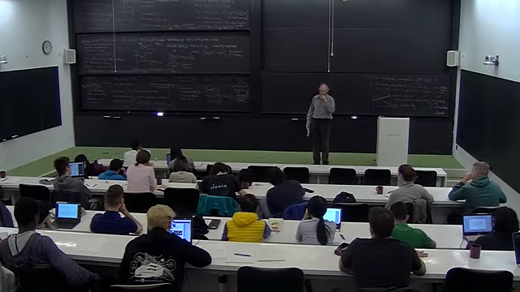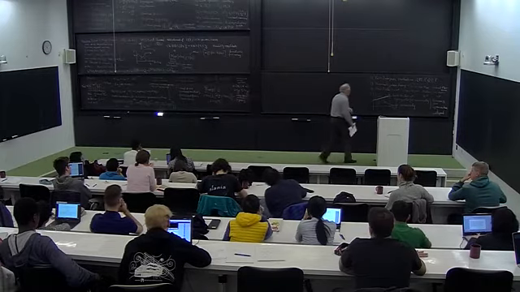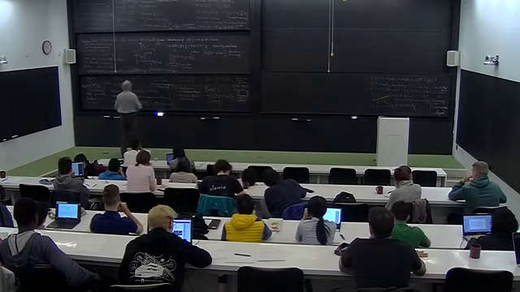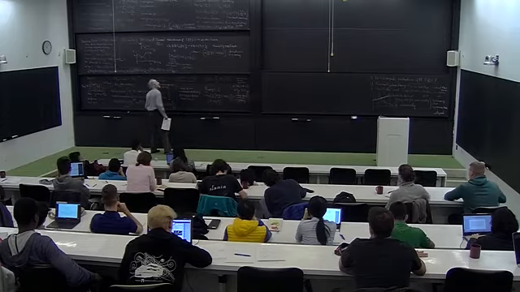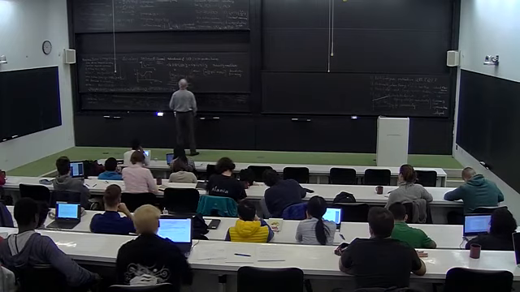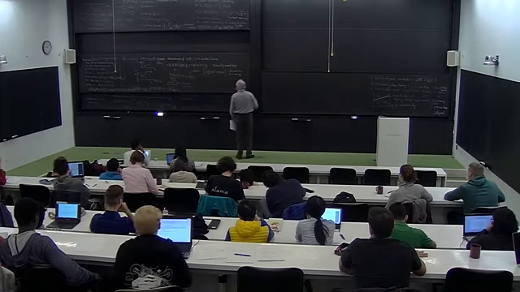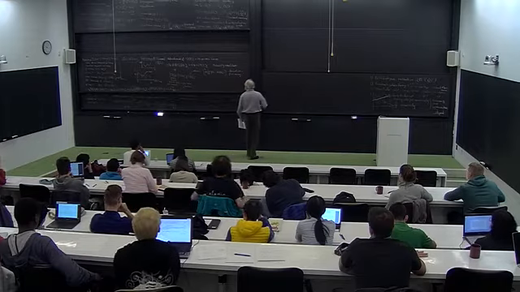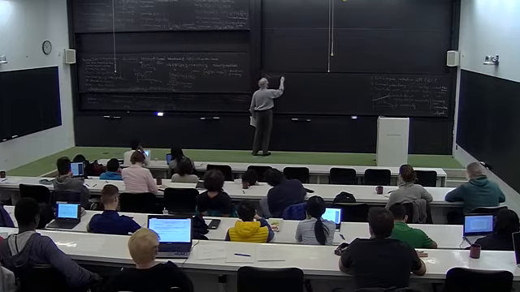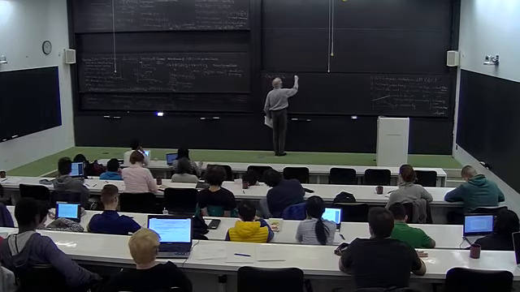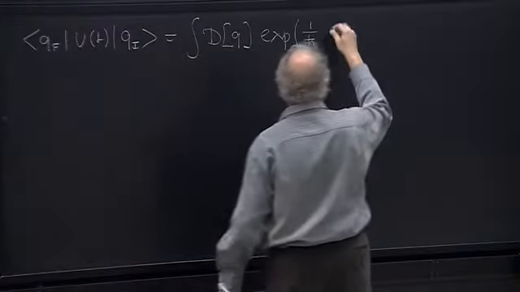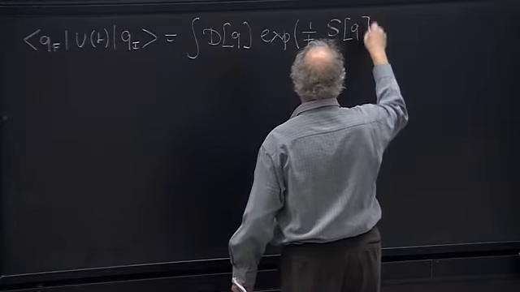Yes? And is this approximation always valid? No. We're going to discuss that later. So basically, let me rewrite this result because it's important. This result is that this propagator, the amplitude from q initial to q final given by U of t, is the integral of dq exponential of i over h bar times the action of this classical trajectory.